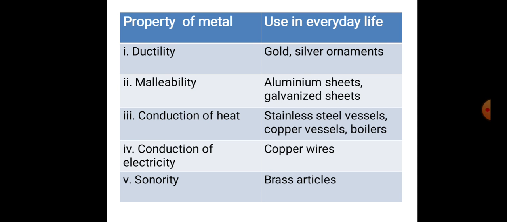Ductility. Gold and silver ornaments use this property of metal, ductility. Aluminium sheets and galvanized sheets are examples of the malleability property of metal. Conduction of heat, this property is useful because we are using stainless steel vessels, copper vessels, boilers. Conduction of electricity, copper wires are used to carry electric current. Sonority, brass articles.